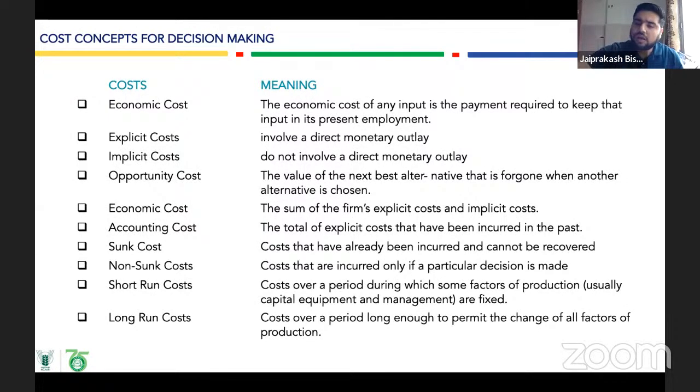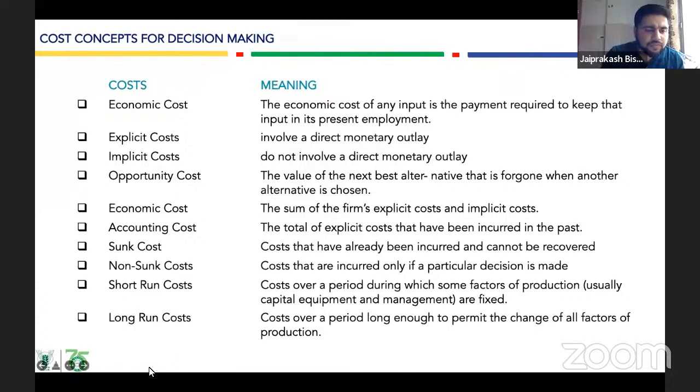So in the long run, all the resources are variable, but in the short run, some of the resources can be kept fixed. For example, in the case of machinery or capital equipment, in the short run they are generally kept fixed, but in the long run they are generally variable. So in this slide we have discussed different kinds of cost.